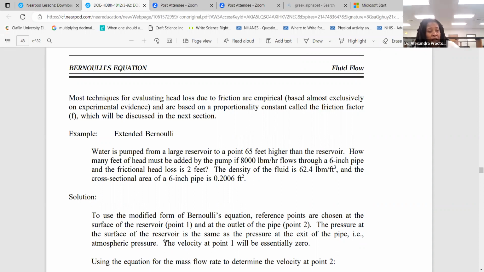So for a problem that uses the extended Bernoulli equation, you have water that is pumped from a large reservoir to a point 65 feet higher in the reservoir. How many feet of head must be added by the pump if 8,000 pounds mass per hour flows through a 6-inch pipe and the frictional head loss is 2 feet? The density of the fluid is 62.4 pounds mass per cubic foot, and the cross-sectional area of the 6-inch pipe is 0.2006 feet squared.